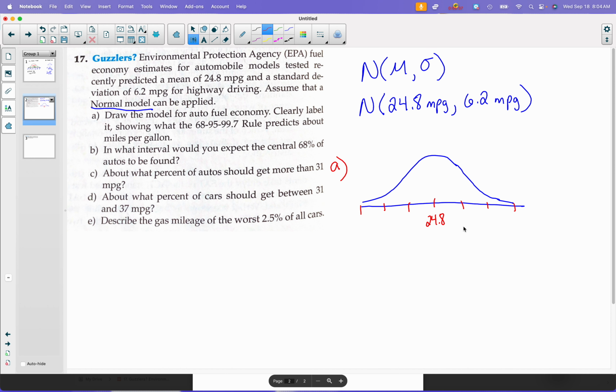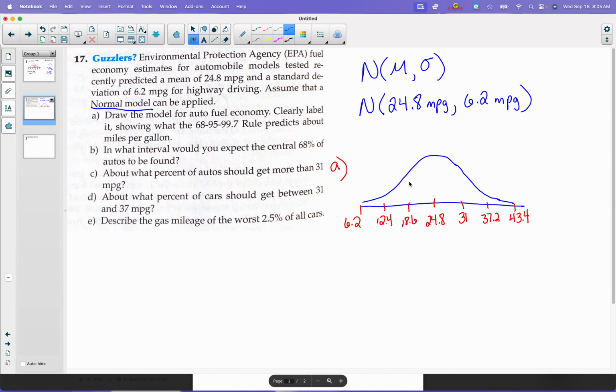So then I'm going to add the standard deviation. So 24.8 plus 6.2 is 31. And if I add 6.2 again, I get 37.2. And if I add 6.2 again, I get 43.4. Then I'm going to subtract 6.2 going the other direction. So there's my numbers. Then they asked me to clearly label it, showing what the 68, 95, 99.7 rule predicts.